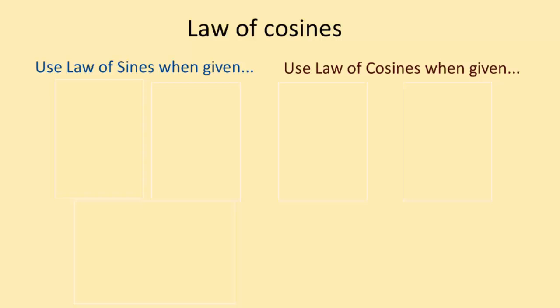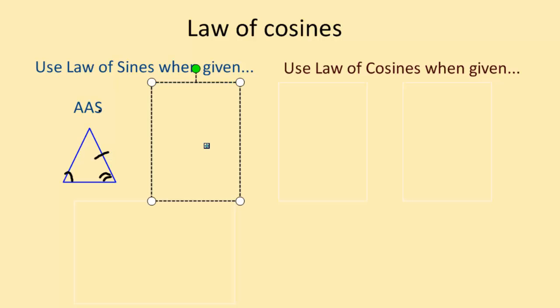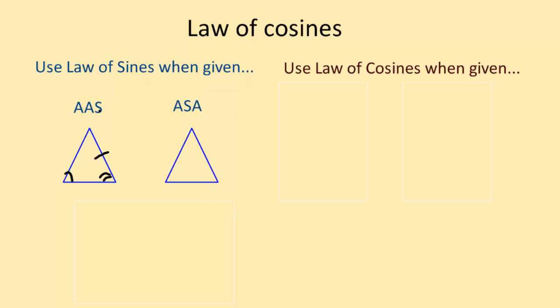In order to use law of sines, as we learned in the last video, we had to be given certain information about a triangle. One set of information we could have been given would have been two angles of the triangle and a side not between those angles. Another way we could have been given information where we could have used law of sines would have been two angle measures and the side in between them.